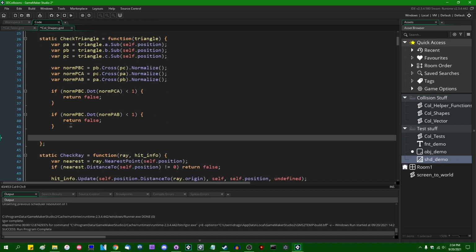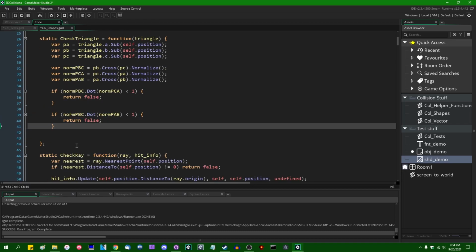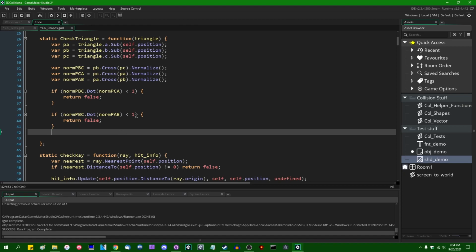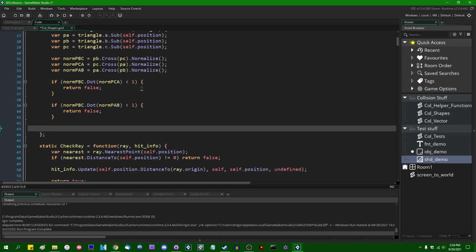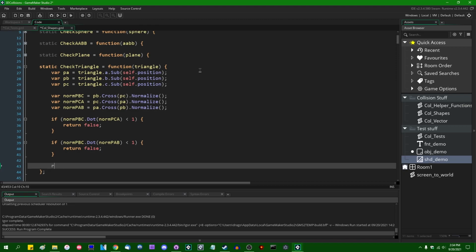And if neither of these conditions are true, if PBC dot PCA equals one and PBC dot PAB equals one, then the point is contained within the triangle, and we can return true. And that is checking to see whether a point is inside the triangle.